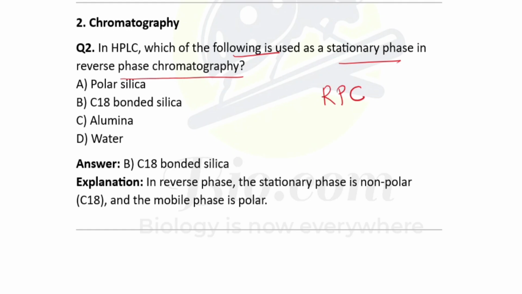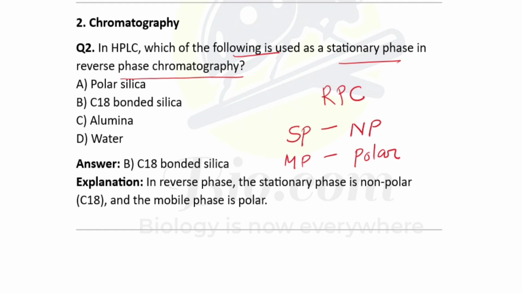So in RPC, the stationary phase is non-polar and the mobile phase is polar. So you can remember this. In reverse phase chromatography, the stationary phase is non-polar and the mobile phase is polar. It means hydrophobic molecules in the mobile phase will bind to the non-polar stationary phase, while the more polar molecules elute more quickly because your mobile phase is polar.